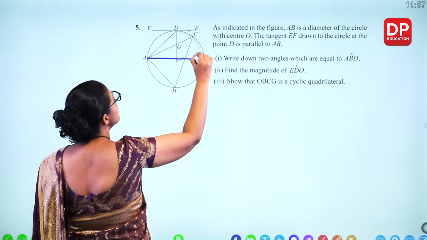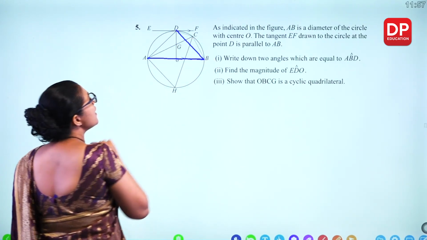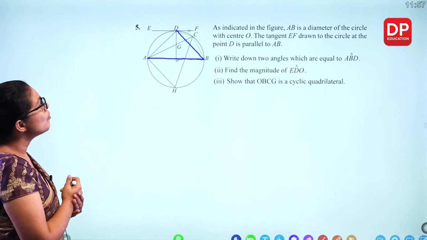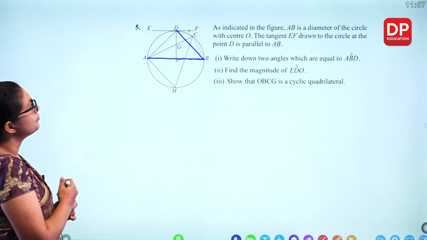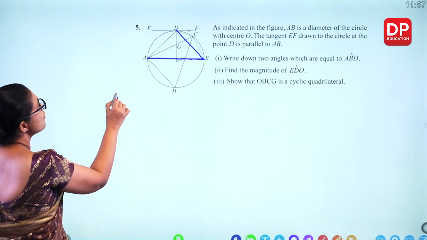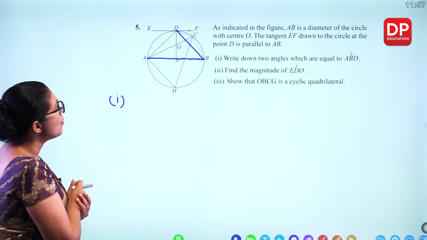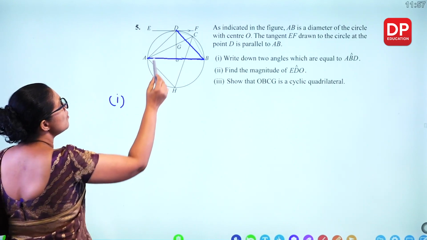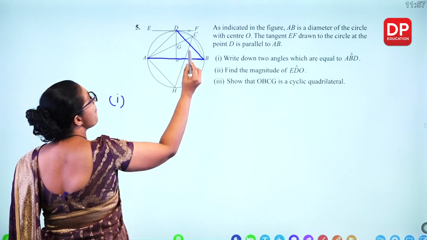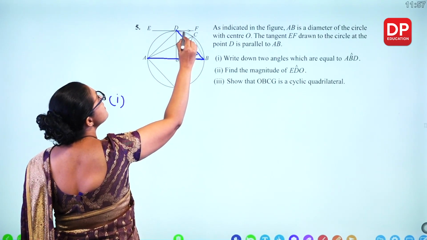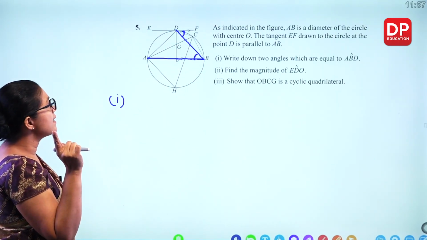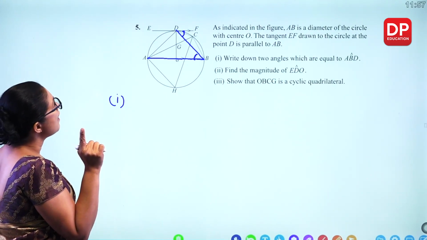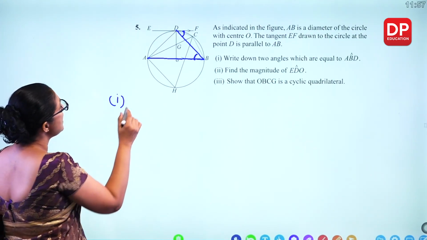We'll draw it. You need to find out this angle. So what are the other angles equal to that one? We have to write down two angles. Now look at these parallel lines. This angle and this angle are both equal because of alternate angles. So we can write one angle as BDF.